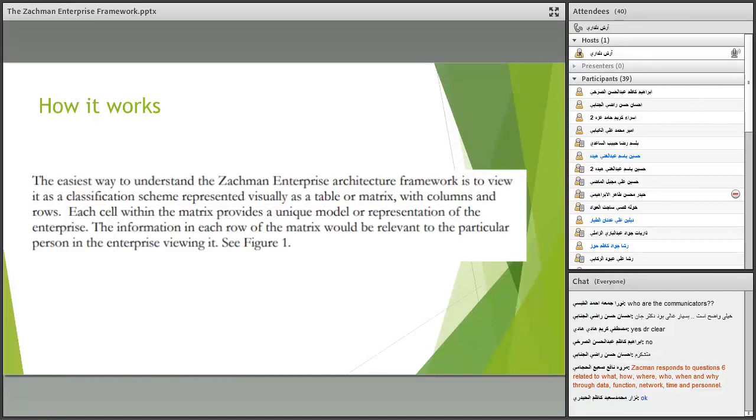So the Zachman framework matrix, or the Zachman table that I just talked about, is consisted of a set of columns and a set of rows. And you see, when you follow each column and each row, you have a cell. So the matrix is consisted of a set of cells, and you put a unique model within each cell.